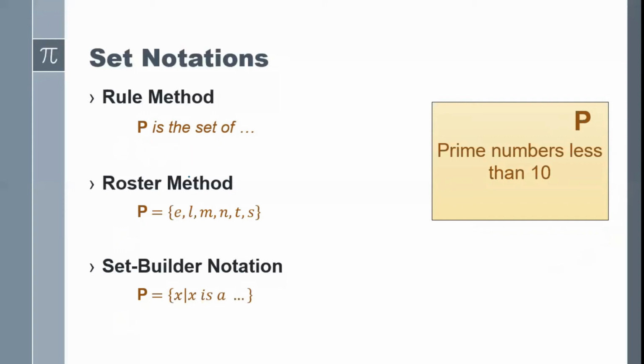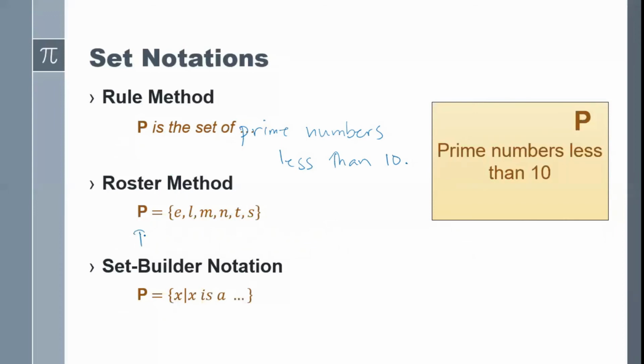Let's have the rule method here. We have P is the set of, let me just continue this statement so that I'm not going to write this anymore. P is the set of prime numbers less than 10. And what do we put in the end? It should be a period. Okay.